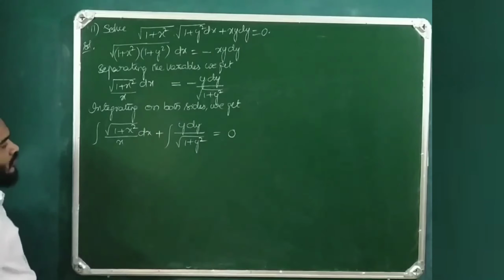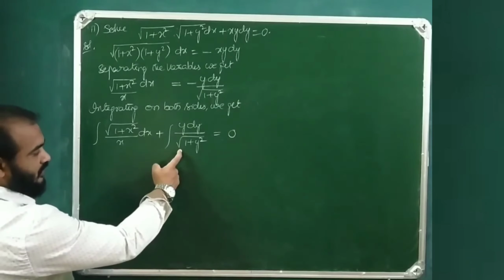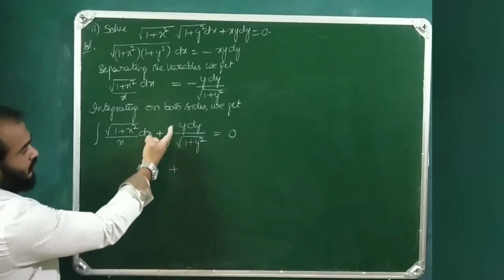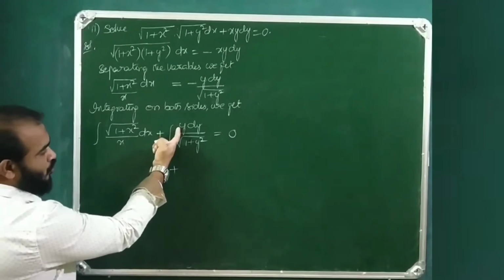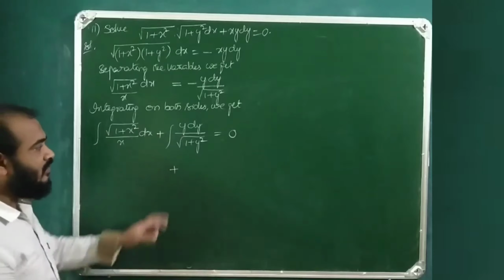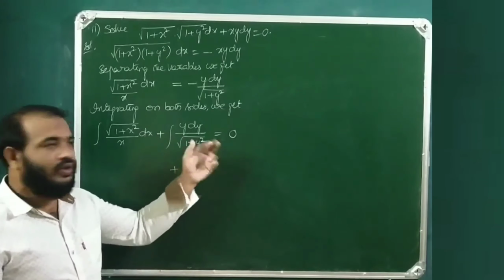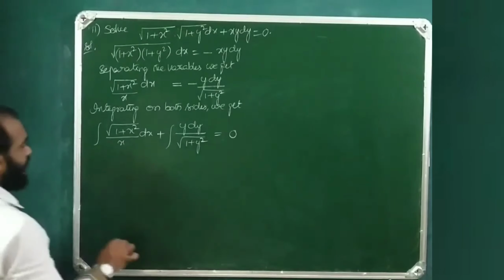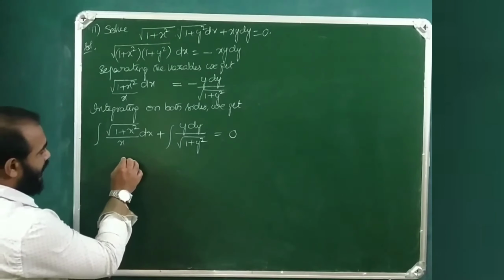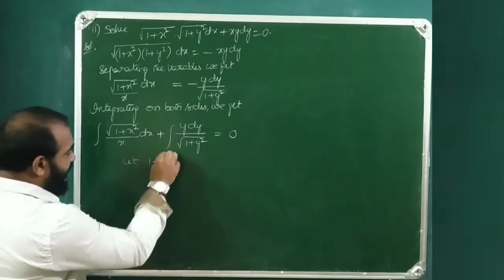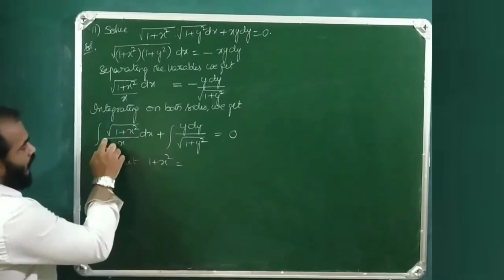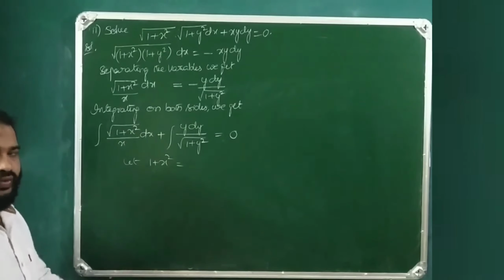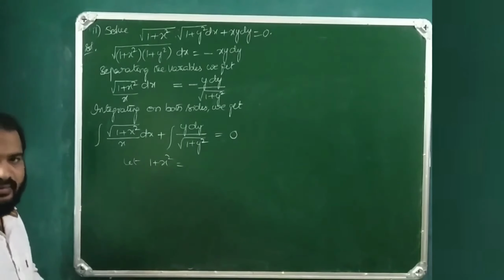How do we do this? The y part is easy, because the derivative of 1+y² is 2y, so I will multiply with 2 and divide. Then it is f'(x) by 2√f(x), this is easy. But how do we solve the x part? For this, let 1+x², whatever is under the root, be t², so that the square and root will be eliminated.